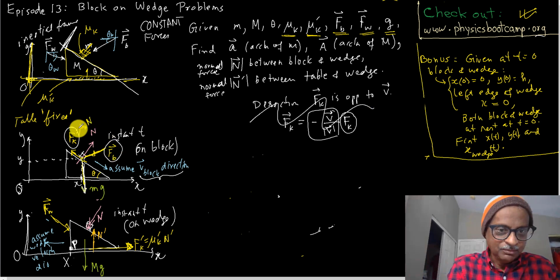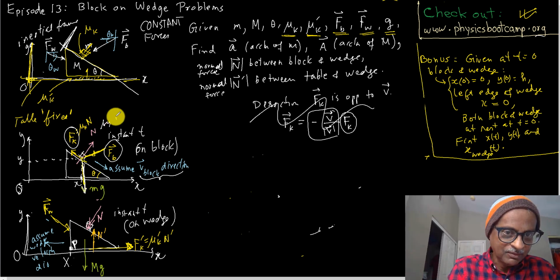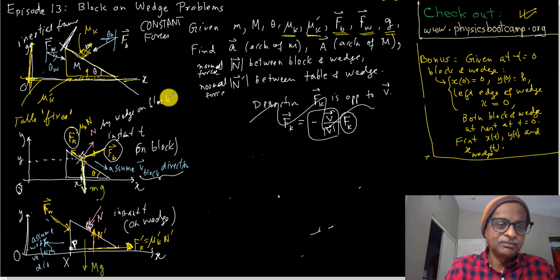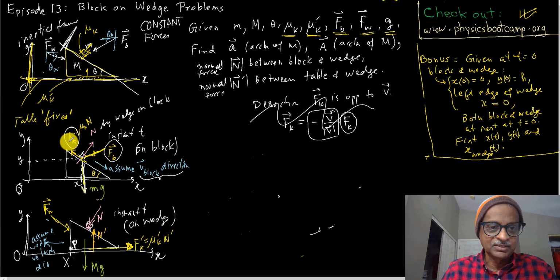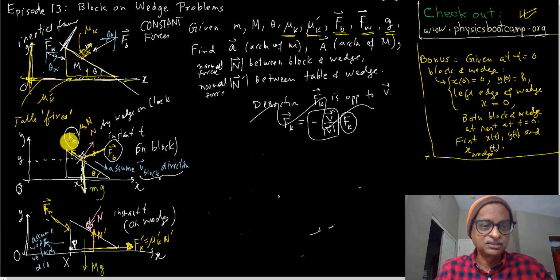So we have assembled the normal force. This is by the wedge on the block, and those are all the forces. So we have 1, 2, 3, 4 forces on the block.